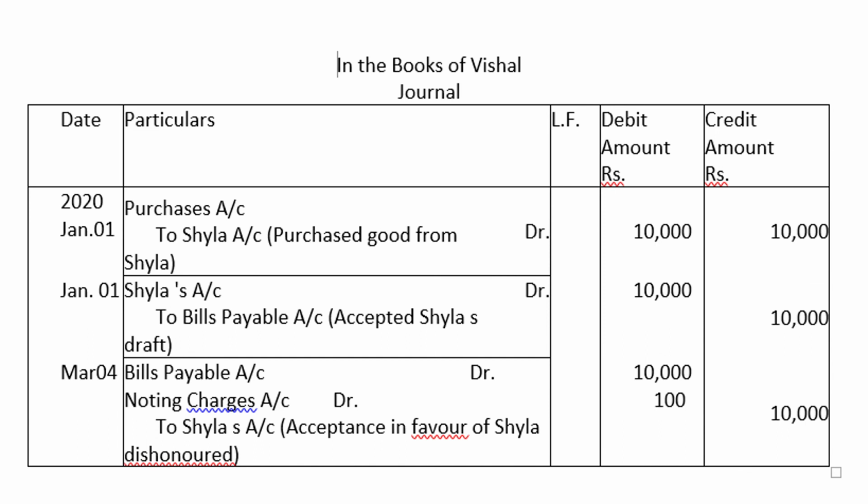In the books of Vishal, there will be three entries. The first one is for purchase of goods from Shaila, purchase account debit to Shaila's account. Acceptance of the bill, Shaila's account debit to bills payable account. And for dishonor of the bill, bills payable account debit 10,000, noting charges account debit 100 to Shaila's account, as the bill accepted has been dishonored.